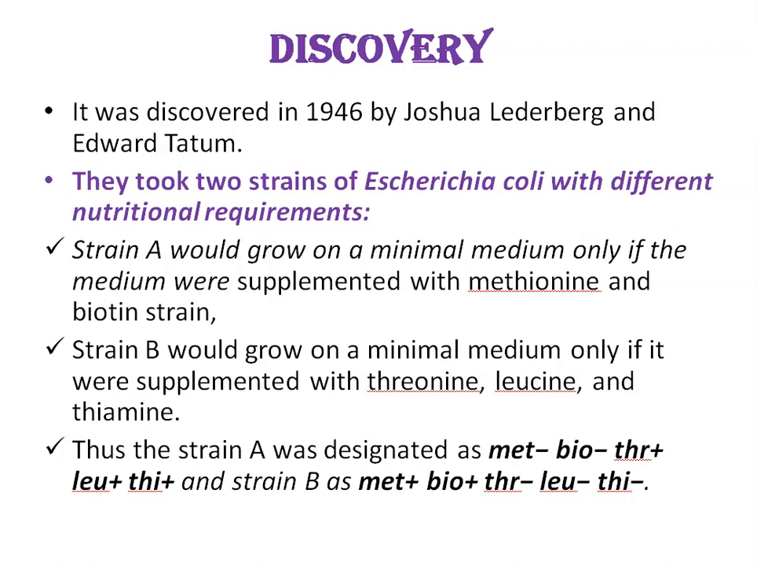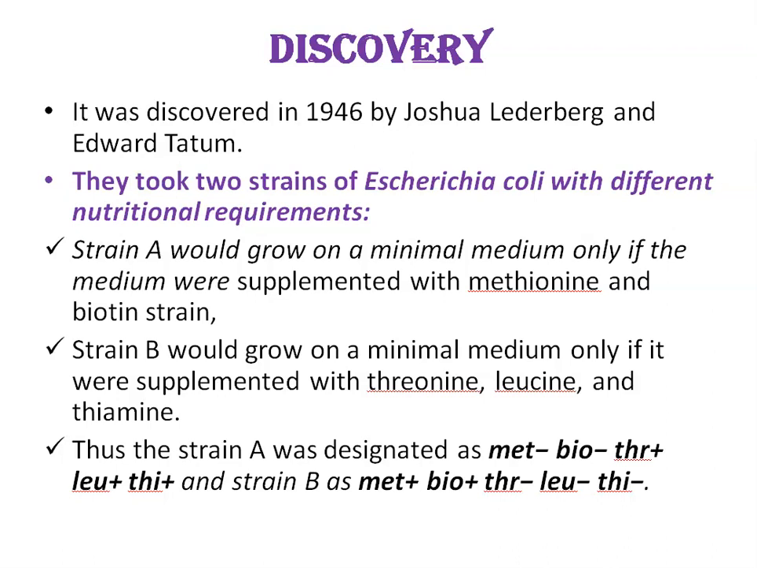How was this conjugation process discovered? It was discovered in 1946 by Joshua Lederberg and Edward Tatum. How did they discover this process? In the laboratory, they took two strains of Escherichia coli with different nutritional requirements, strain A and strain B.